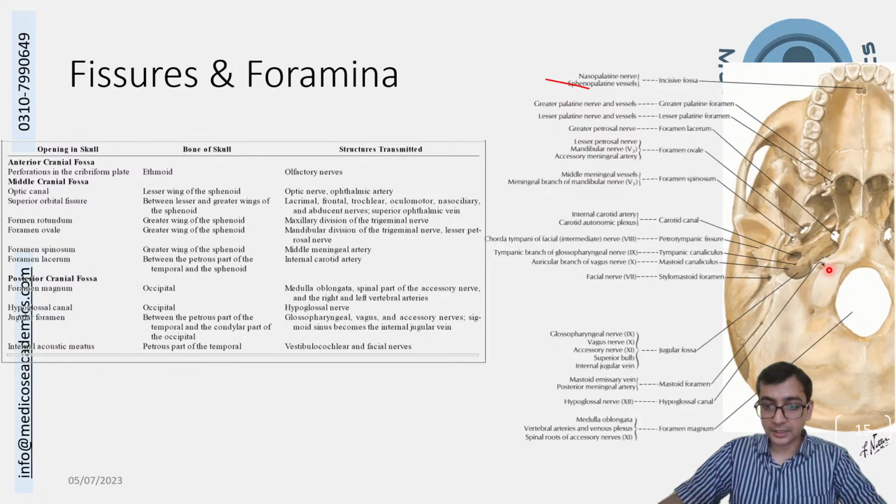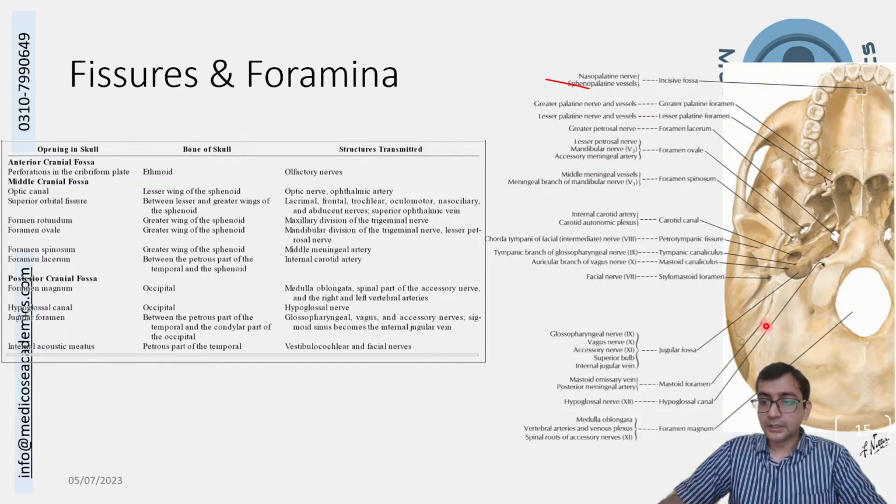Then there is the hypoglossal canal. In addition to the nerve, it may contain some vessels, veins. Otherwise, it's the hypoglossal canal. This is the mastoid foramen. The mastoid foramen contains the mastoid emissary veins that connect to the sigmoid sinus. And then the foramen magnum.